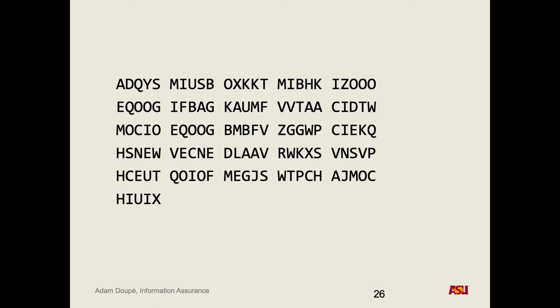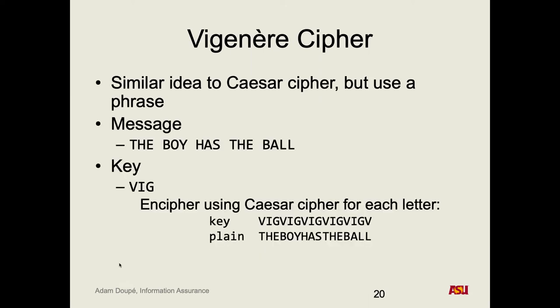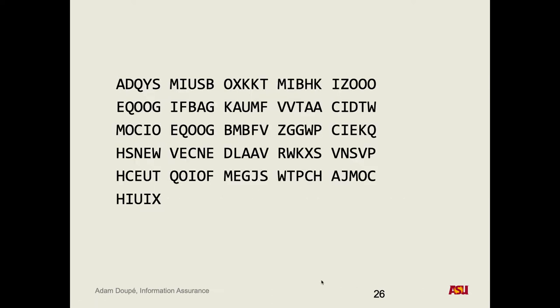So one key would shift it by, we saw the example, we'll go back a little bit. We saw the example with a three-letter key, VIG. We have a message, the boy has the ball, and then by shifting each letter of the plain text by the amount that the key specifies, we've now essentially shifted every third character by a different Caesar cipher amount. Cool. Okay.